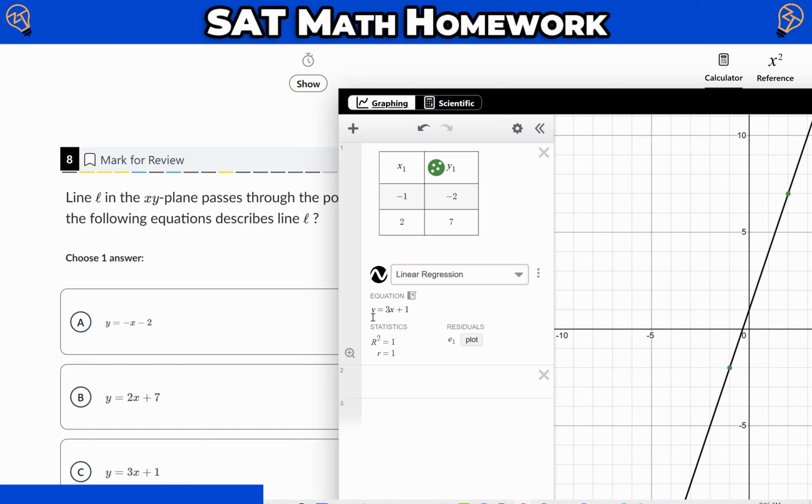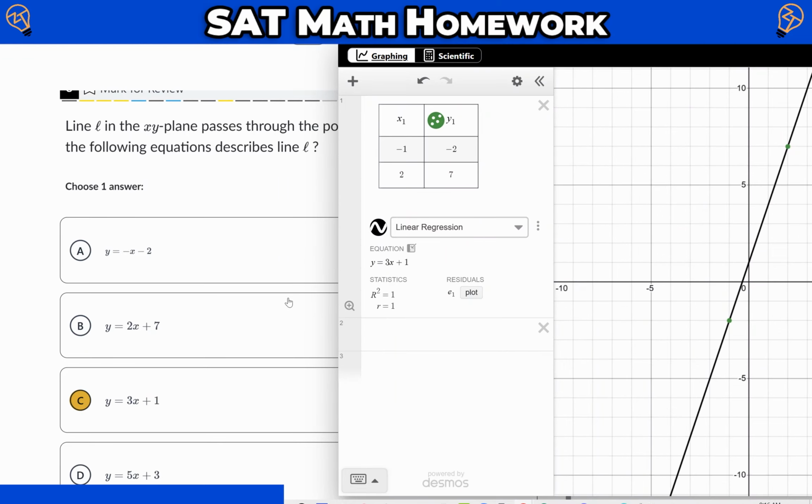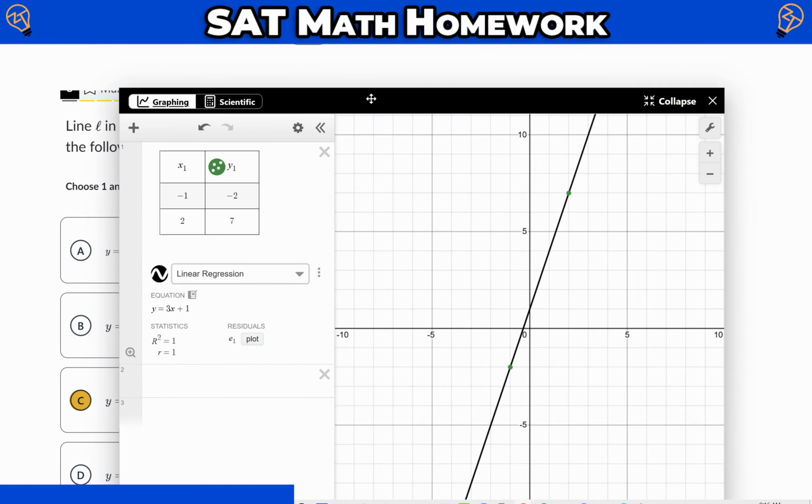And then now we get the equation very quickly. Y equals 3x plus 1 makes the correct answer C. Move on to the next question. Definitely do that on the SAT.